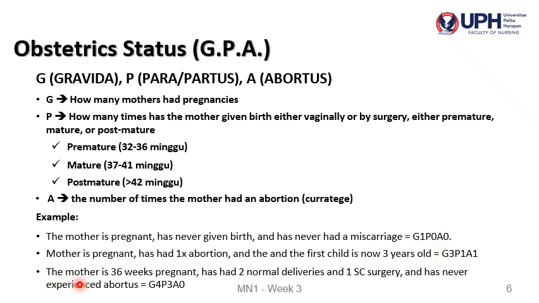If the mom is then 36 weeks pregnant, and she had 2 normal deliveries and 1 C-section surgery, but never had an abortion, we can write that this current pregnancy is the 4th pregnancy with 3 parity, delivering babies through normal delivery and C-section, and never had an abortion. So it's A0.